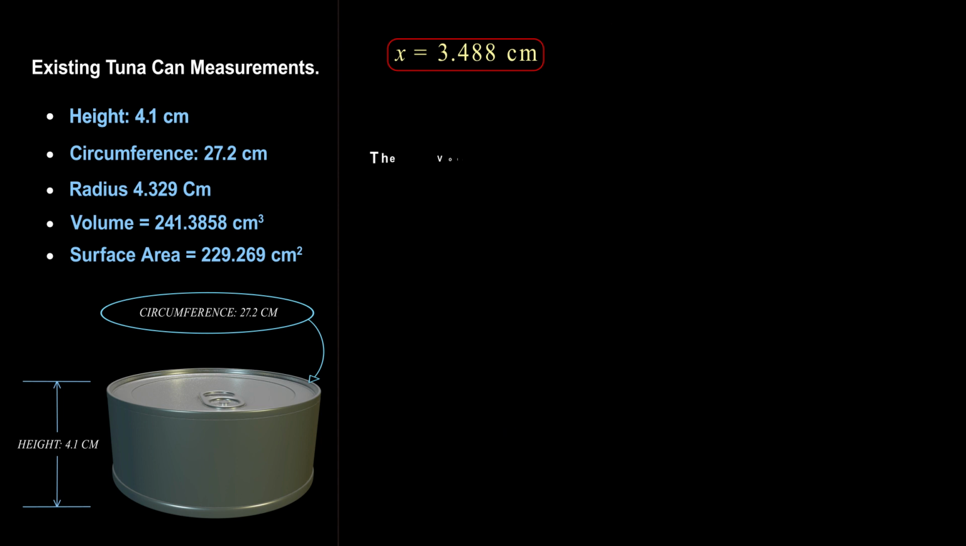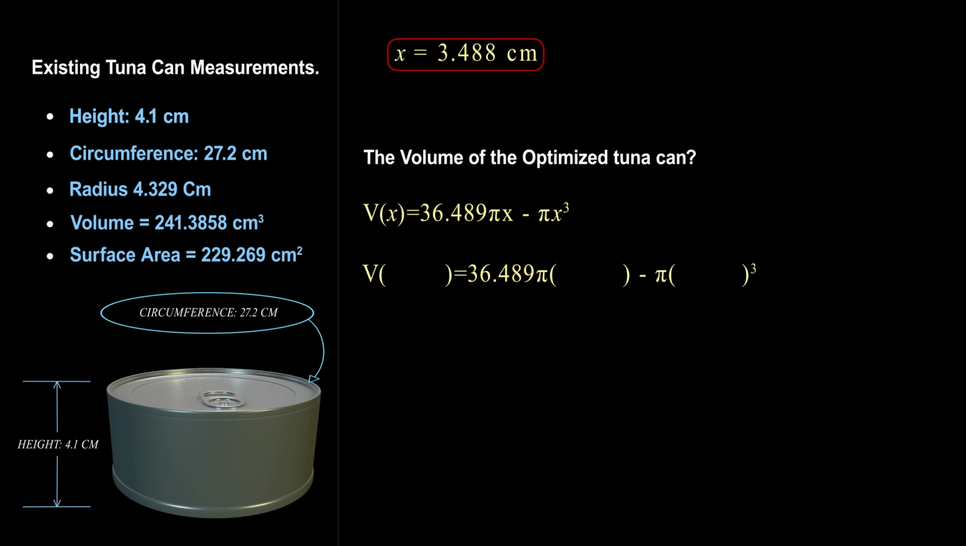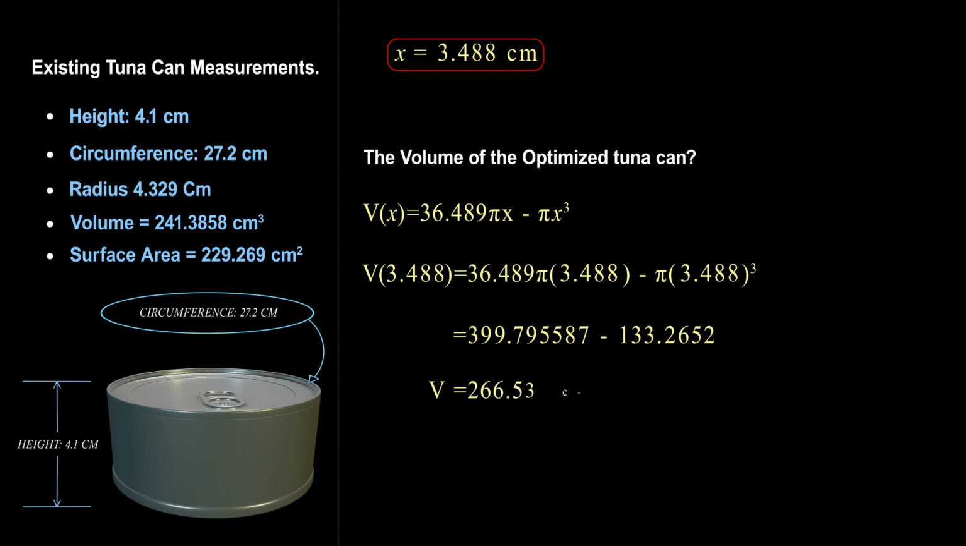Finally, we're now going to find the volume of the tuna can by substituting the same value of x, which is equal to 3.488, into the volume equation. v is equal to 36.489 pi x minus pi x cubed. The calculation proceeds as follows. v is equal to 36.489 pi multiplied by 3.488 minus pi times 3.488 cubed. This yields a maximum volume of approximately 266.53 centimeters cubed.